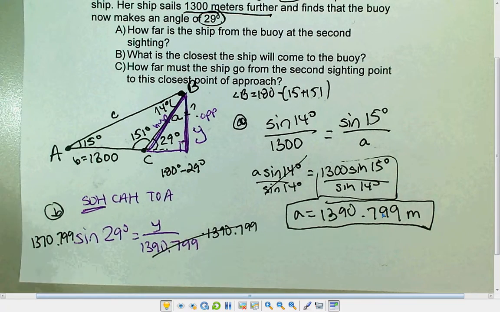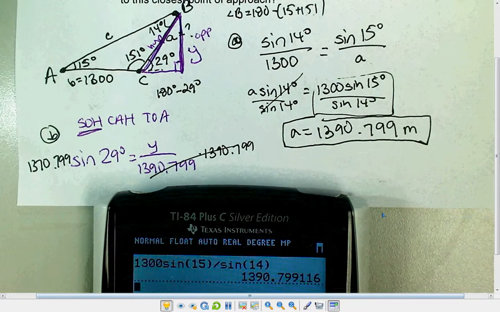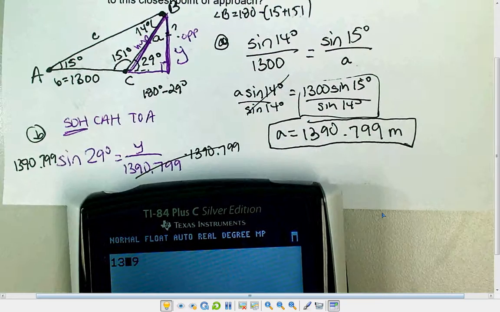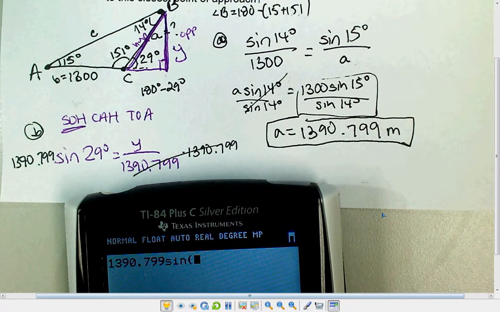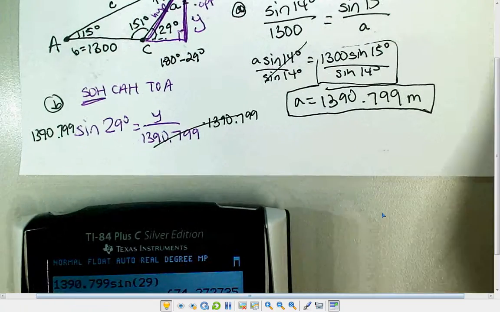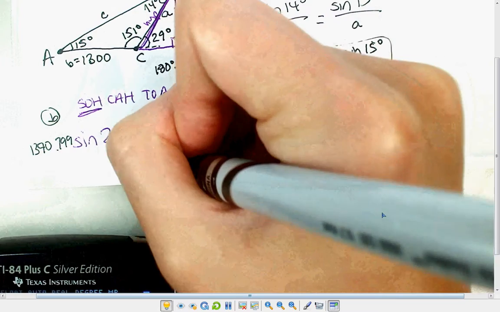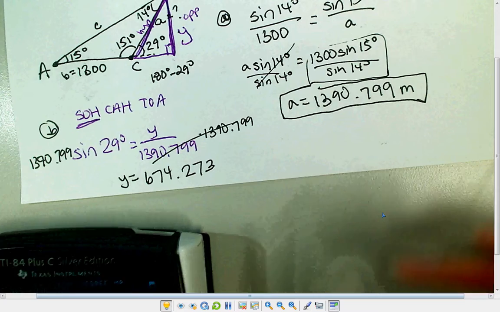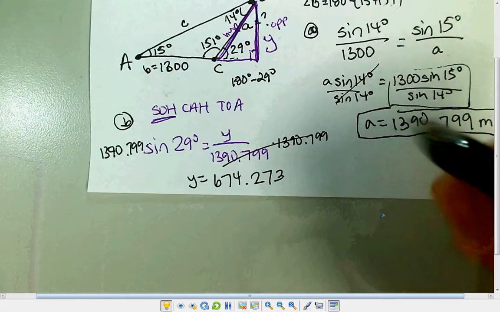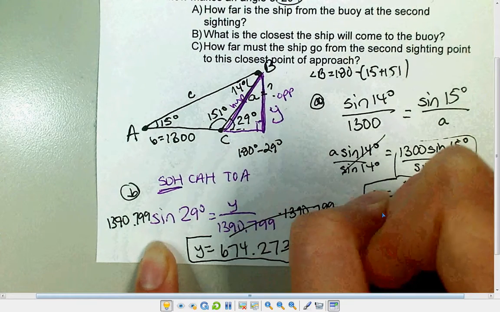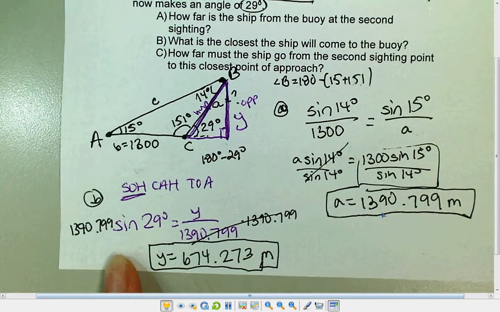So now I'm just solving for Y by multiplying both sides. And so when I put that into my calculator, I end up with 1390.799 times sine of 29 degrees. And I get 674.273. And again, this is distance because it's how far from here to here. So it's going to be meters again. This is my answer for part B.